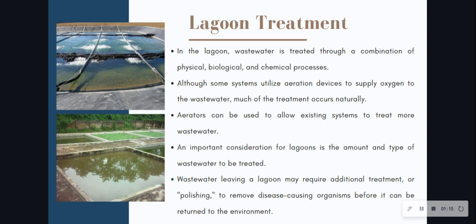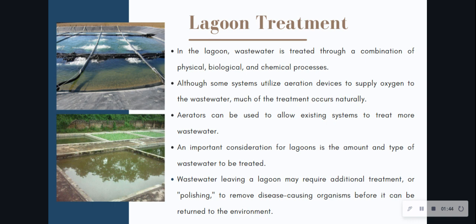Lagoon treatment. In the lagoon, wastewater is treated through a combination of physical, biological, and chemical processes. Much of the treatment occurs naturally, but some systems use aeration devices to add oxygen to the wastewater. Aeration makes treatment more efficient so that less land area is necessary. Aerators can be used to allow existing systems to treat more wastewater.